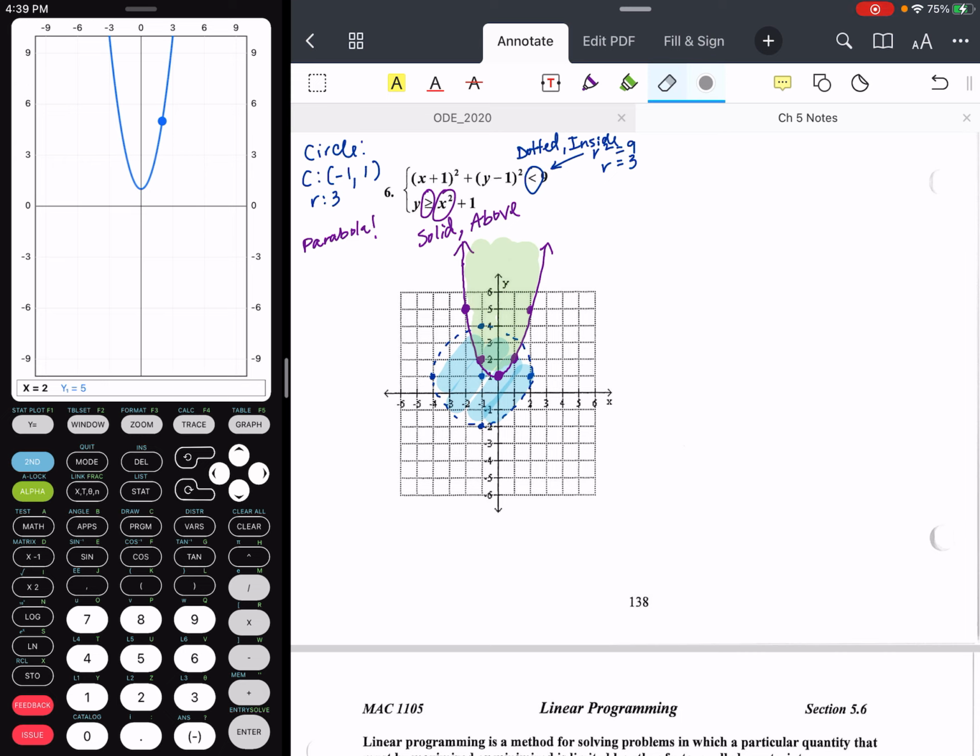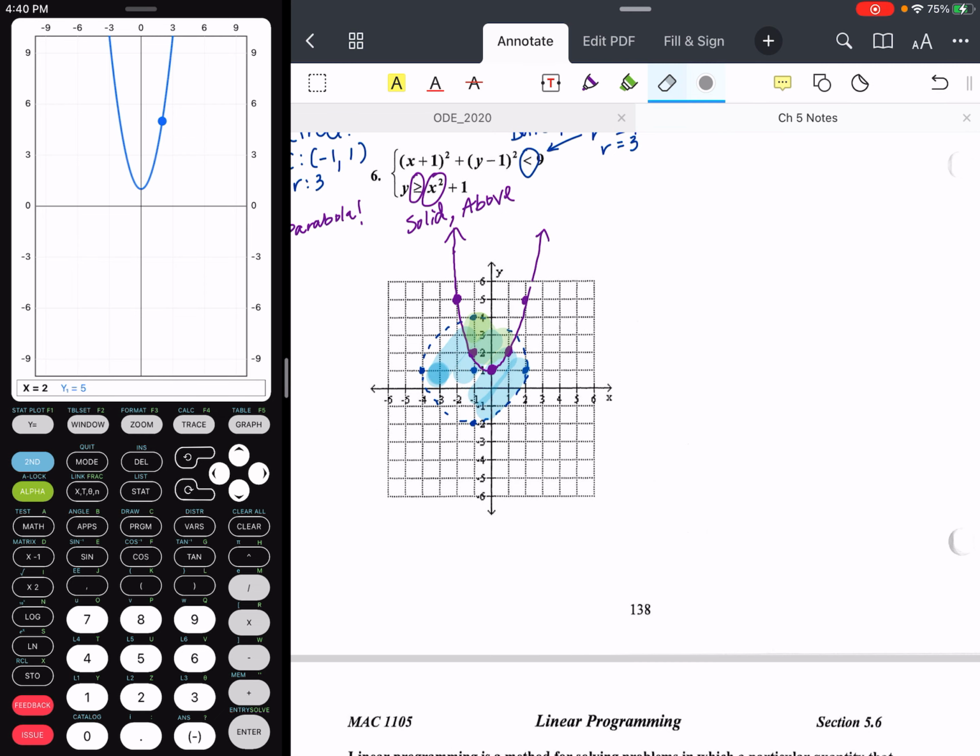So for my final answer, I'm going to get rid of this shading that's outside the circle. Hopefully I don't erase my circle. Got to be careful here. Okay, oops, chopped off a slice of my parabola. I'll fix that. All right, and I want to erase the shading inside my circle that exists below my parabola. Okay, so my final answer is going to be the solid parabola, the dotted circle, and just this shaded region above the parabola, but still inside that circle.